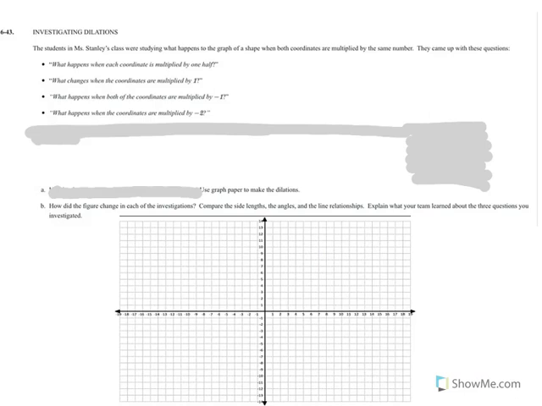Okay, the next part says, the students in Miss Stanley's class were studying what happens to the graph of a shape when both coordinates are multiplied by the same number. They came up with these questions. What happens when each coordinate is multiplied by 1/2? What changes when the coordinates are multiplied by 1? What happens when both of the coordinates are multiplied by -1? And what happens when the coordinates are multiplied by -2? I want you to go ahead and pause this video, and make a prediction in your notebook, so probably 1 sentence at least, for each of those 4 things before we do it. So go ahead and pause and make your prediction.